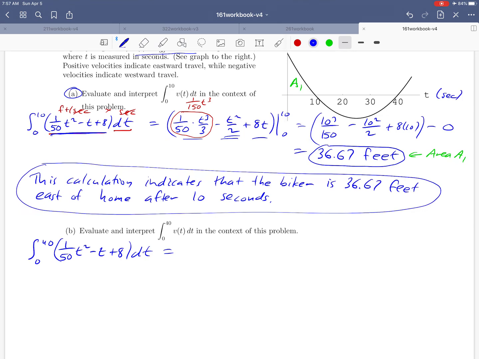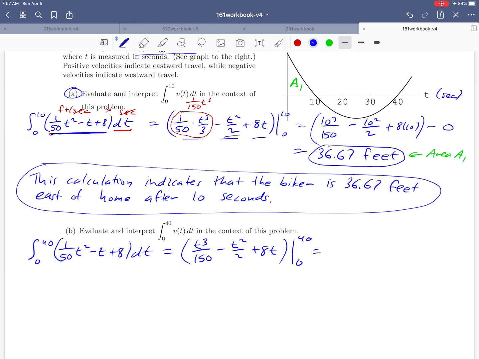Okay, so the antiderivative is going to be the same. That part's not going to change. We don't need to do that calculation again. The antiderivative is still going to be t cubed over 150 minus t squared over 2 plus 8t. The only thing that's different is the limits that we're plugging in. This time it's 40 and 0.